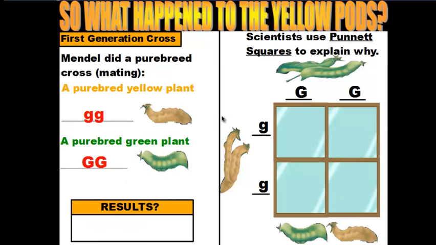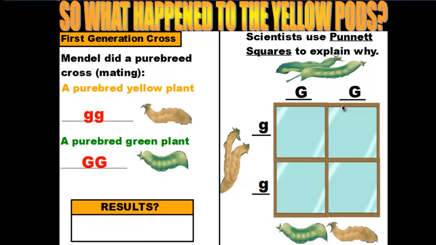Now we use this tool called a Punnett Square here, and the Punnett Square helps us figure out the probability of what types of traits are going to show up in the offspring. So Punnett Squares always have 4 squares in them, and each square represents an offspring that will be made. So when you set this up, what you do is this. You take a parent and you put their gene type or genotype at the top here.